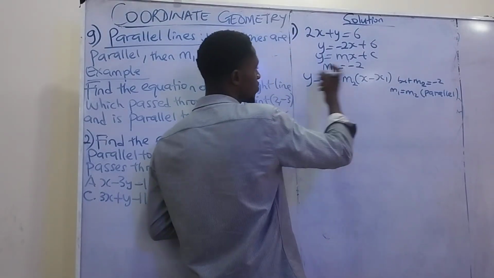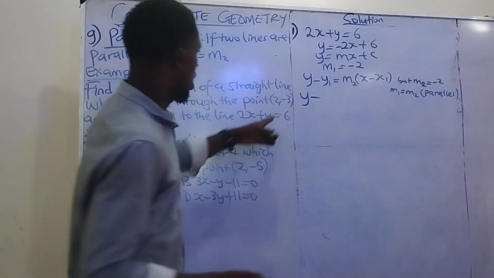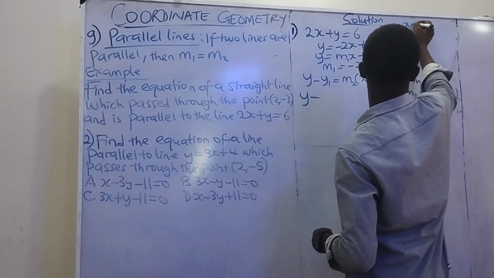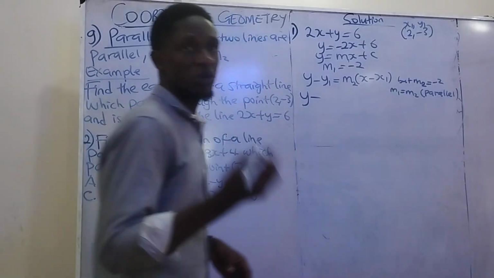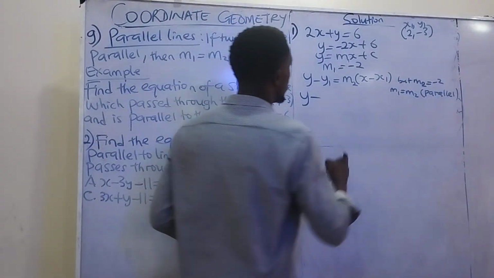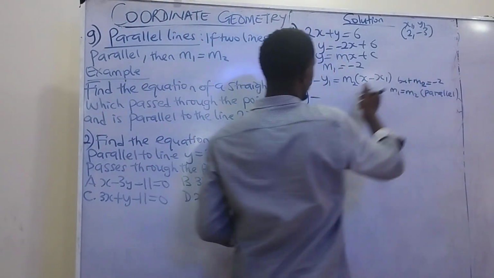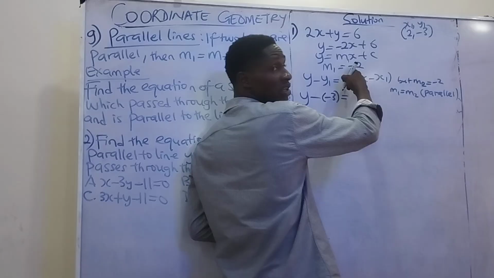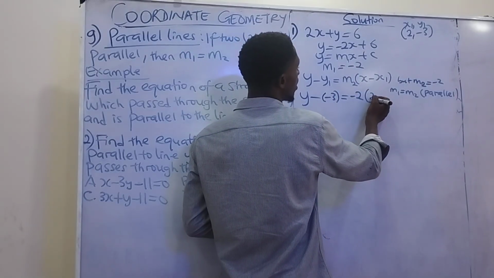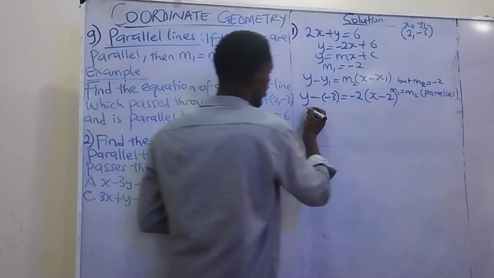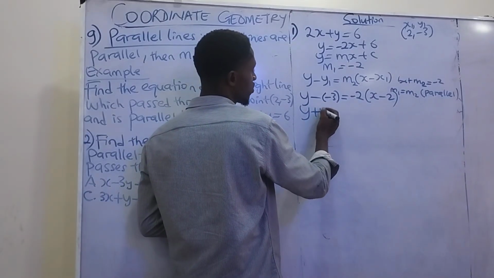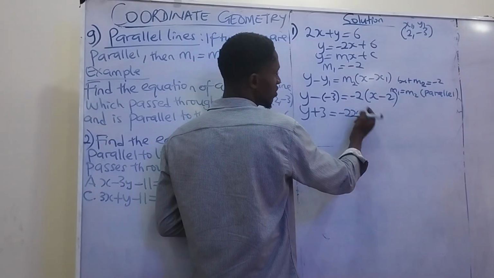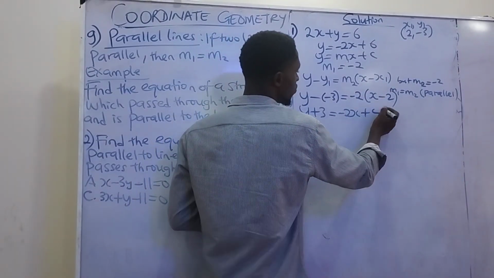So let's substitute. They gave us the point 2 and minus 3, so here is x1, y1. Our x1 is 2, while our y1 is minus 3. So I have y minus minus 3 is equal to m2, the same thing as m1, which is minus 2, bracket x minus 2. Minus times minus is plus, so y plus 3 is equal to minus 2. Let's open the bracket. Minus 2 times x is minus 2x, minus 2 times minus 2 is plus 4.